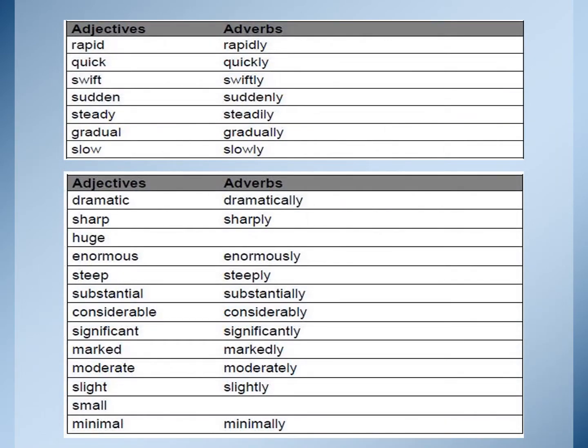And again, I've grouped them for you guys so you can memorize some of these words. If you have a look at the adverbs part, the ly structure, most of them end with ly. So that's a good hint, a good tip for you guys. If you want to modify a verb, the words with ly at the end are the adverbs.